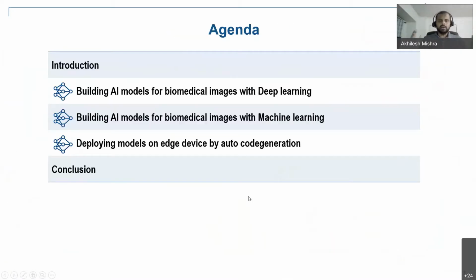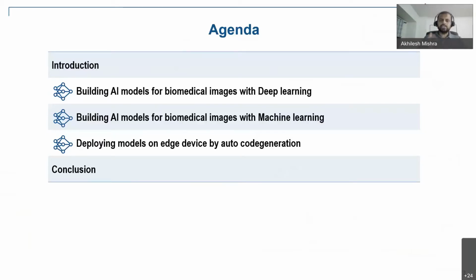So today we will be talking about a little bit of introduction of machine learning, deep learning, what it means, and then we will see some live examples of building AI models for biomedical images with both a deep learning approach and machine learning approach, and discussing the pros and cons with the two different approaches.